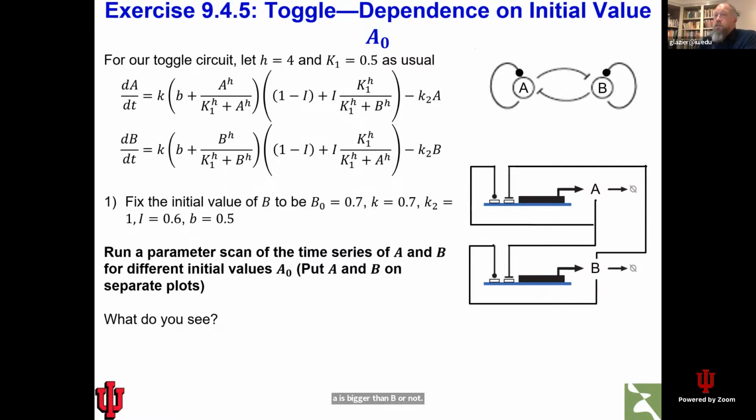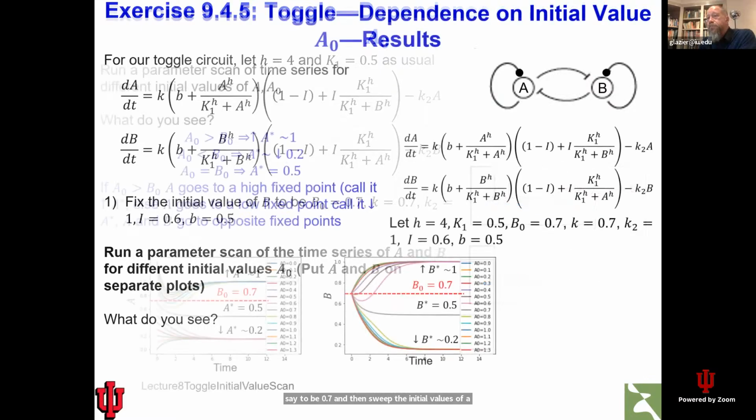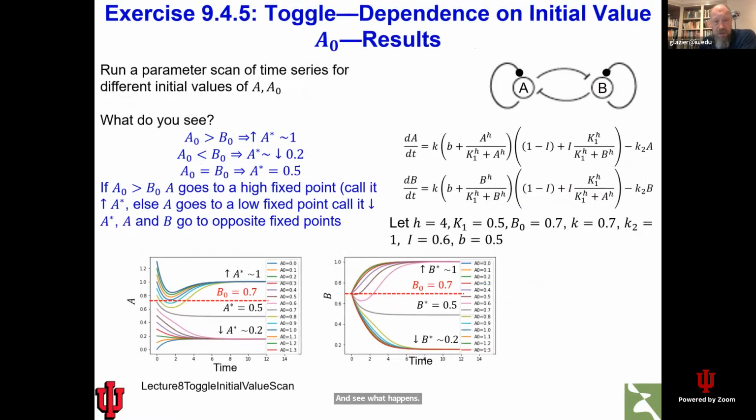And maybe since you've got it, we don't really need to do it. But what I asked you to do in the homework was, for example, fix the initial value of B, say to be 0.7, and then sweep the initial values of A and see what happens. And of course, you should get something that looks like this. I think you probably remember this. And here, I apologize, I've switched back to my equations rather than Herbert's, because they're scaled between 0 and 1, which I prefer.